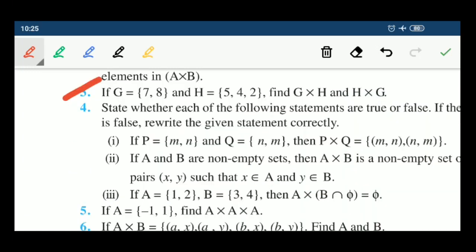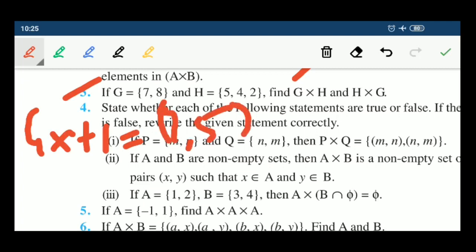See the third question. In the third question they have given set G having 2 elements, 7 and 8, and set H having 3 elements, 5, 4 and 2. What you will do here is find the Cartesian products of G and H. In the first case we have to find the Cartesian product of G and H. You can see what the Cartesian product G cross H is: (7, 5), (7, 4), (7, 2).